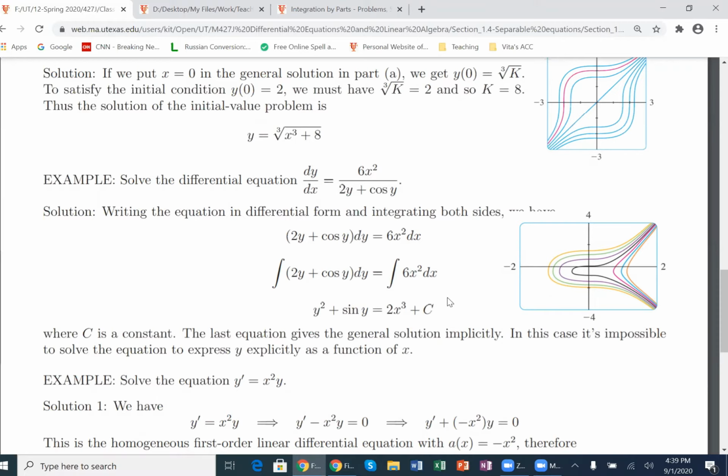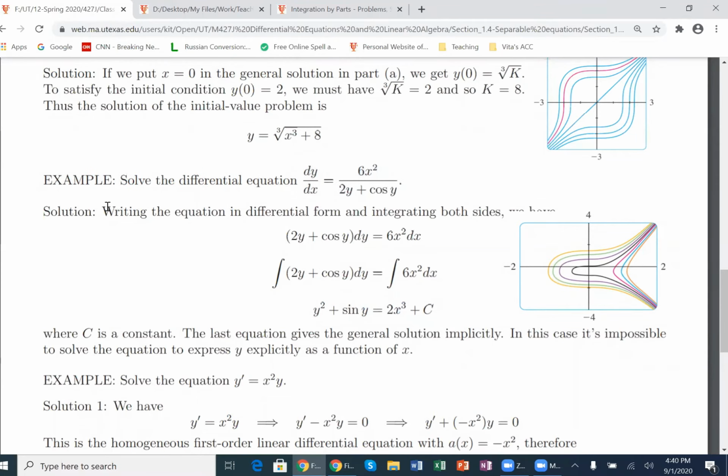We don't do anything else, because what is written here cannot be rewritten in an explicit way. Here's what I mean by explicit way. Explicitly means only y on the left, and then on the right we have some expression in x only. This cannot be written explicitly because the left-hand side is too complicated. So we leave the answer in an implicit form. Folks, any questions about this example?